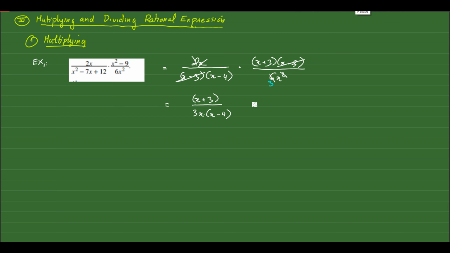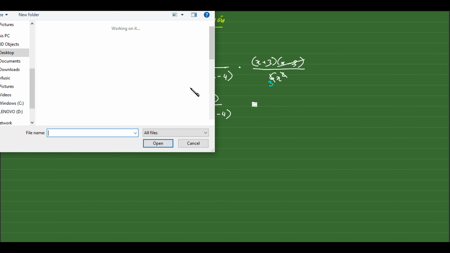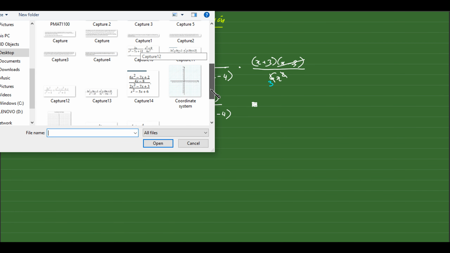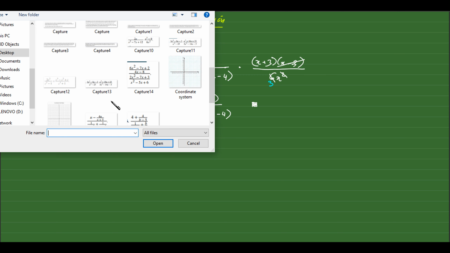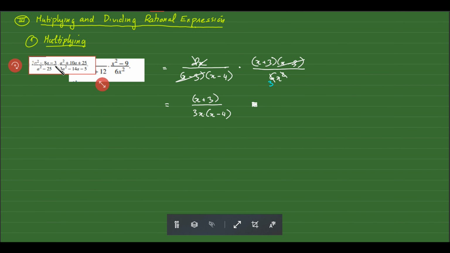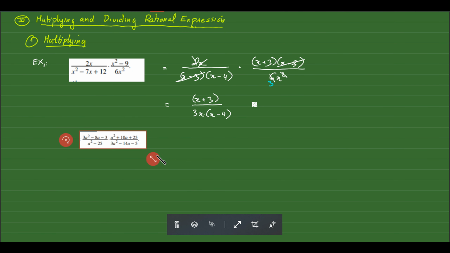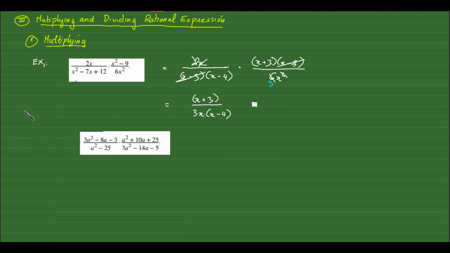Alright, on the second example. Okay, now let's see if I can find another example. I put it somewhere here for multiplication again. So this one we already did that. I think we can do this one, I think. Okay. Example number 2.